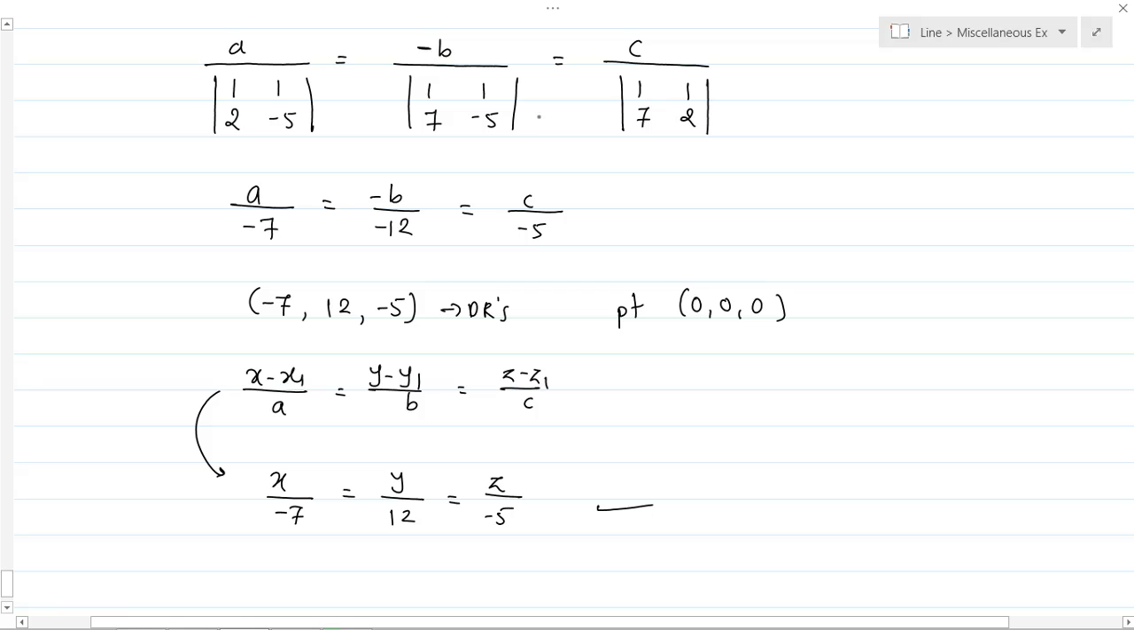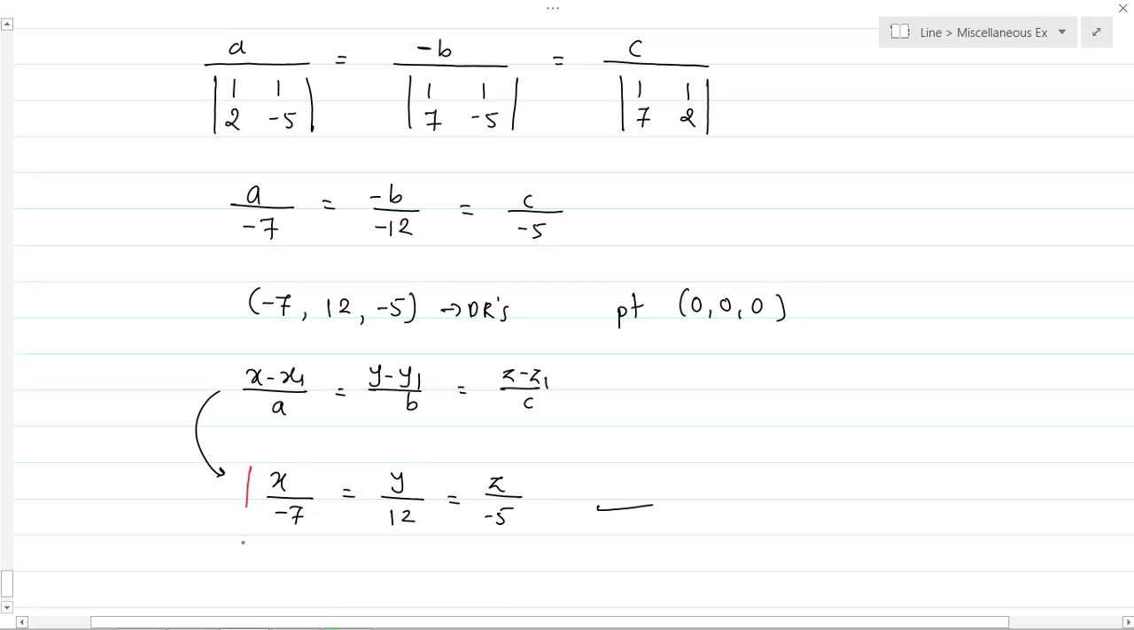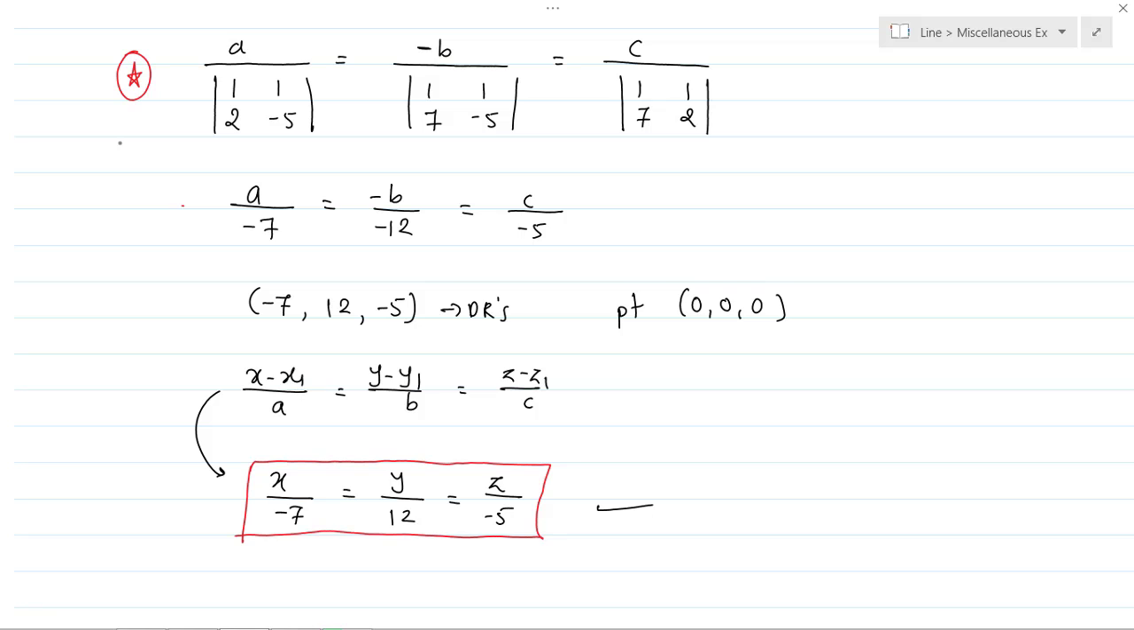So this is my final answer for this question. As I told you, you can expect this type of question. It is a conceptual question where we have learned one new thing: the ratio of the direction ratios can easily be found with this trick. If you have two equations and three variables, we can easily find out the ratio. Perfect. That's it for this question.